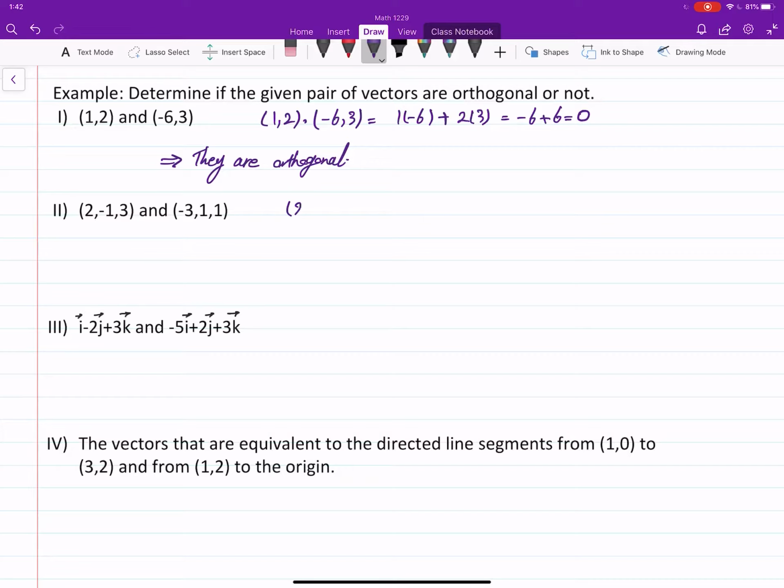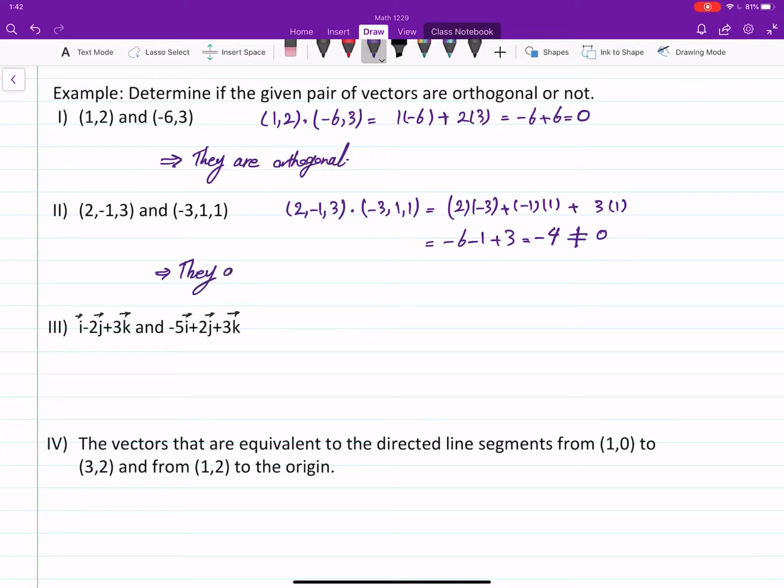For the second one, (2, -1, 3) dotted with (-3, 1, 1). So this gives us the first component times the first component, second component times the second component, third component times the third component, then add them. This gives us -6 minus 1 plus 3, which is -4. -4 is not 0. The dot product of the vectors is not equal to 0. Then the orthogonality test says that they are not orthogonal.